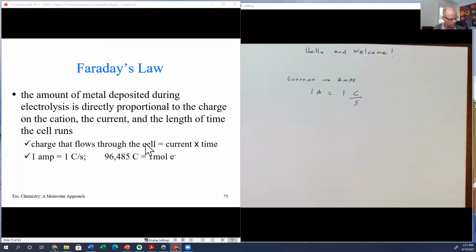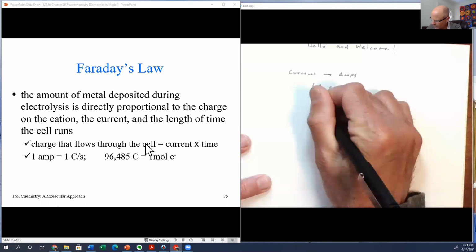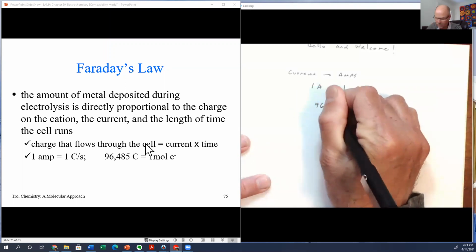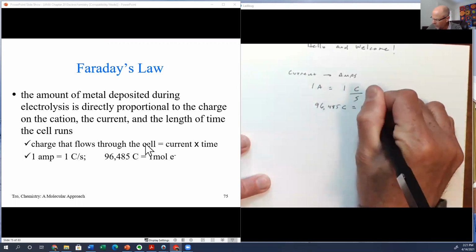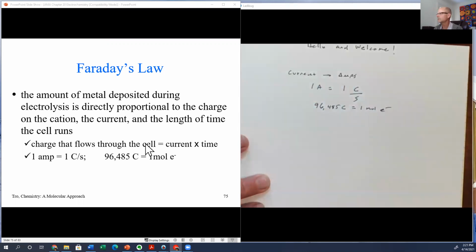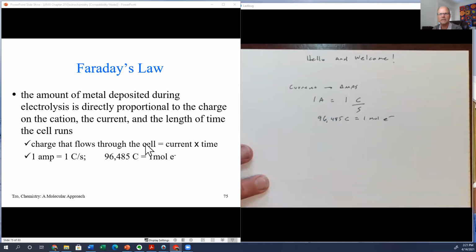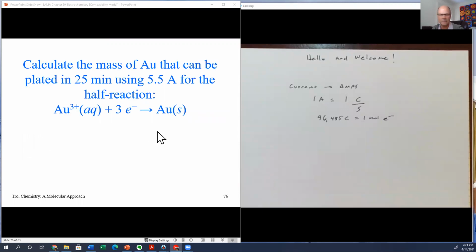In addition to that, the charge of a mole of electrons is 96,485 coulombs. So 96,485 coulombs is the charge of 1 mole of electrons. You can use both of these together to do the stoichiometry of electrolysis. So let's do an example.